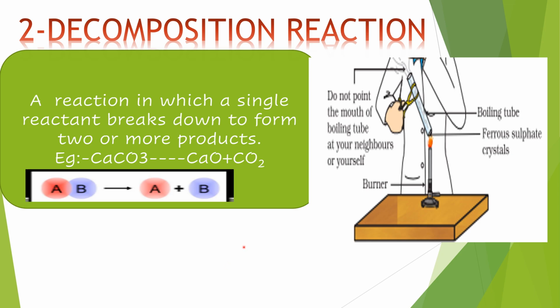Okay, so the second reaction is a decomposition reaction. In this reaction, a single reactant breaks down to form two or more products. The general form is, for example, AB is a whole compound. In the presence of heat, it breaks down to form two compounds, that is A plus B. For example, calcium carbonate in the presence of heat gives calcium oxide plus carbon dioxide.